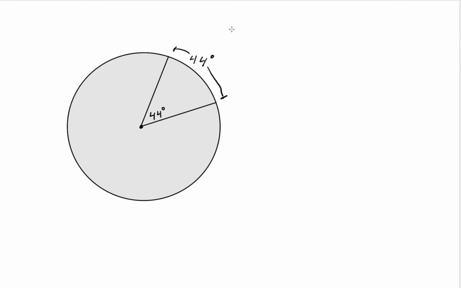However, I'm going to change colors. If you take those same points, that 44 degrees, and you go all the way to the other side of the circle, to the outer edge, then this degree measure becomes half of the intercepted arc. So that's going to end up being 22 degrees.